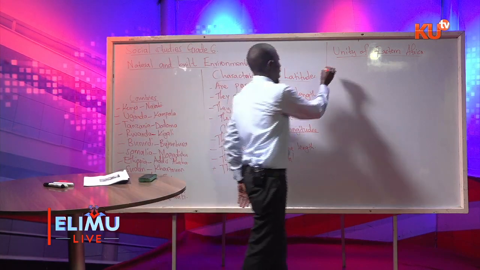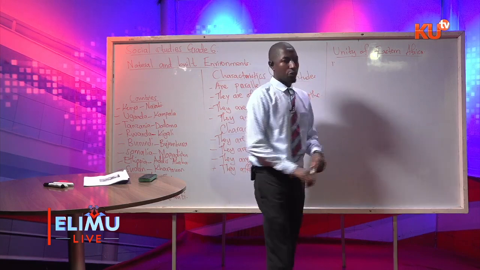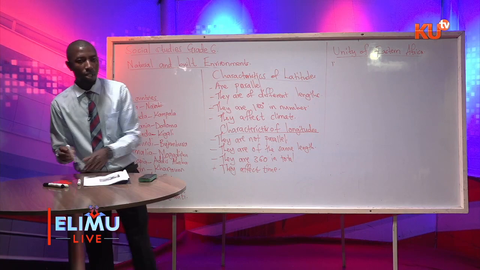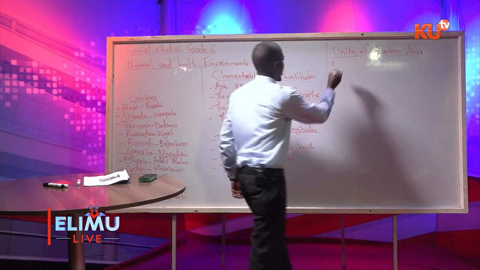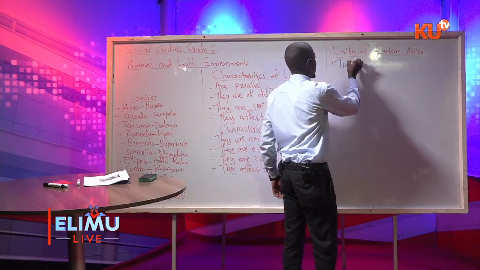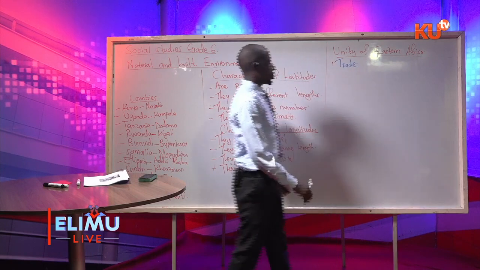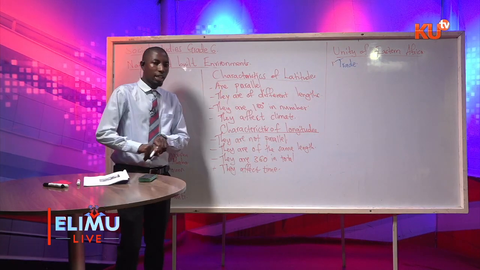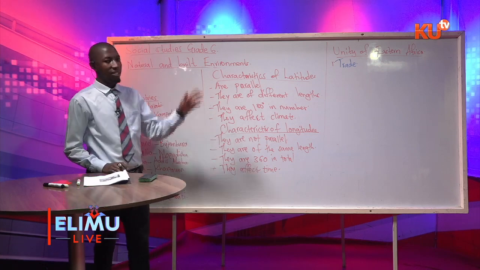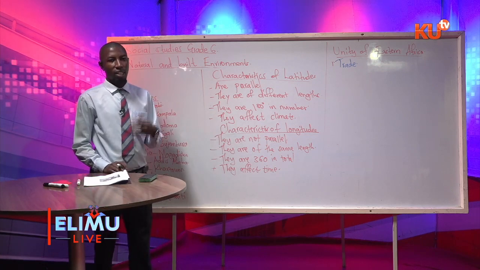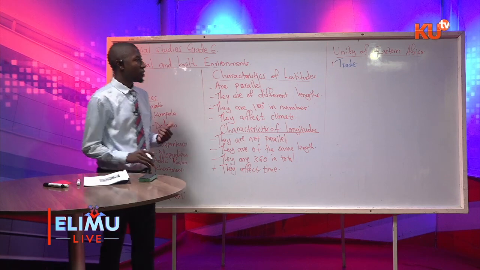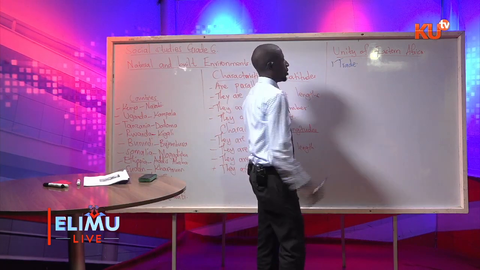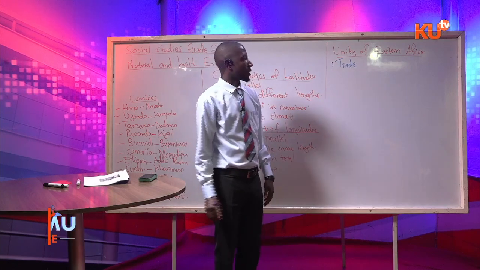Number one, and the major way of promoting unity in any region, is through trade. So trade, what is trade? Trade is buying and selling of goods and services. So we can promote the unity of Eastern Africa through trade.